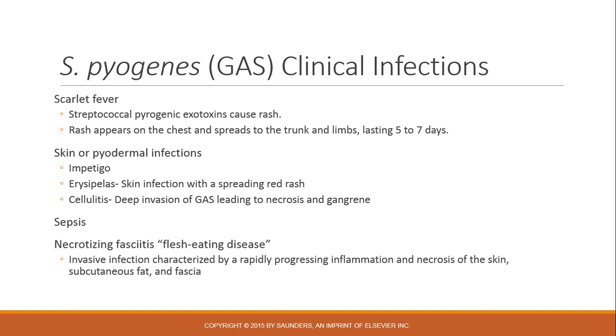Some other infections: scarlet fever, which comes with a rash on the trunk and the limbs. You can have skin infections like impetigo and cellulitis. You can have sepsis if it gets into the bloodstream. Necrotizing fasciitis is your flesh-eating disease.